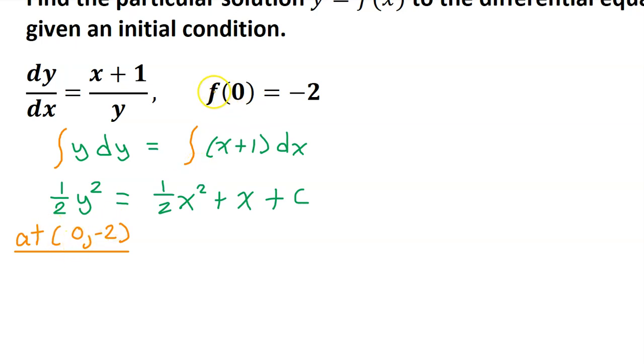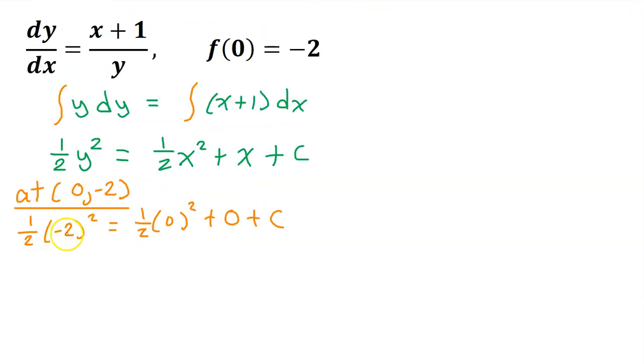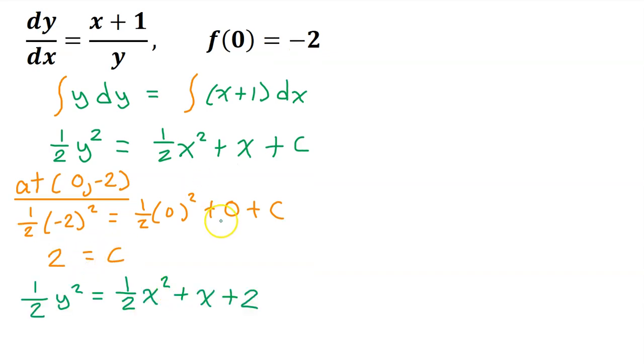Here's where we use the initial condition to find the value of c. We will substitute 0 for the x's and -2 for the y. On the left side, -2 squared is 4, and half of 4 is 2. So we have 2 equals. We can disregard the 0 terms, and actually c is equal to 2. Substituting 2 back in for c gives us this.